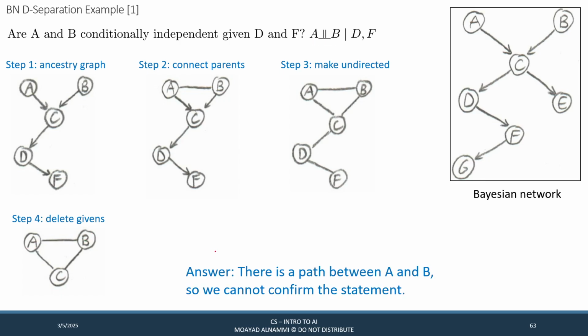And so the answer is that if there is a path between A and B, then we cannot confirm or deny if independence holds. If there was no path between A and B, meaning there's no connection, then we can say that yes, A is independent of B given F. So for this case, there is a path between A and B, and so we cannot confirm that A is independent of B given D and F.